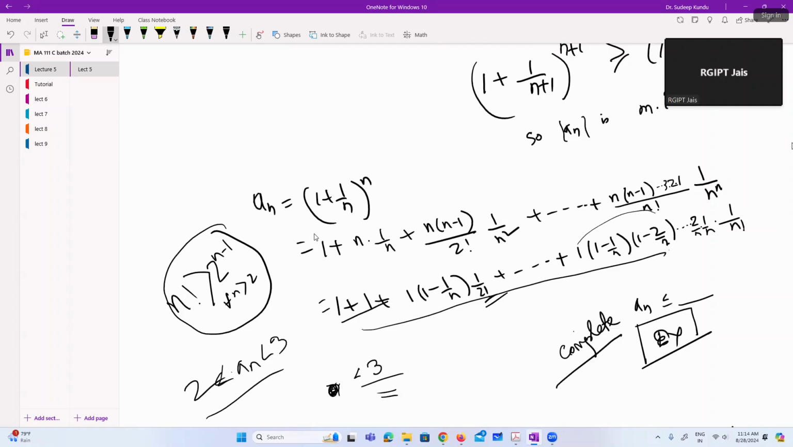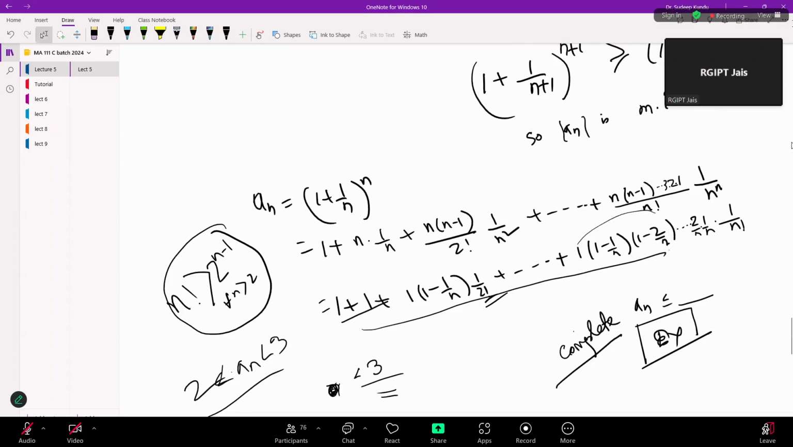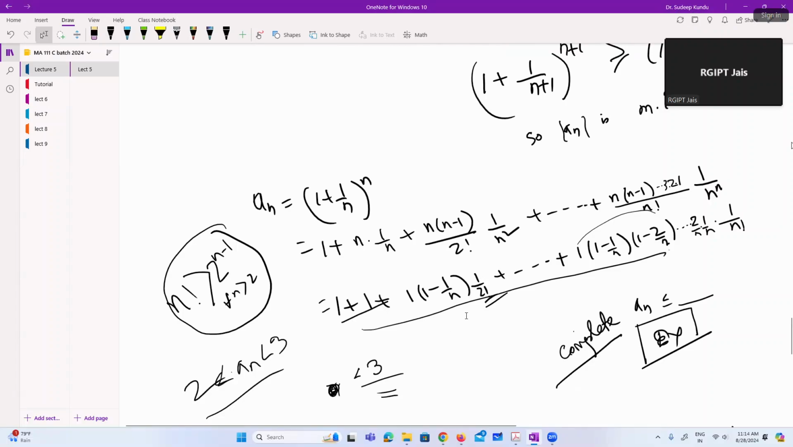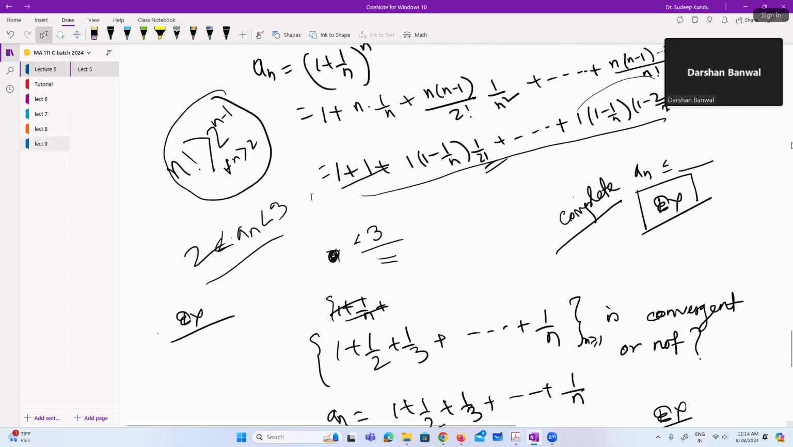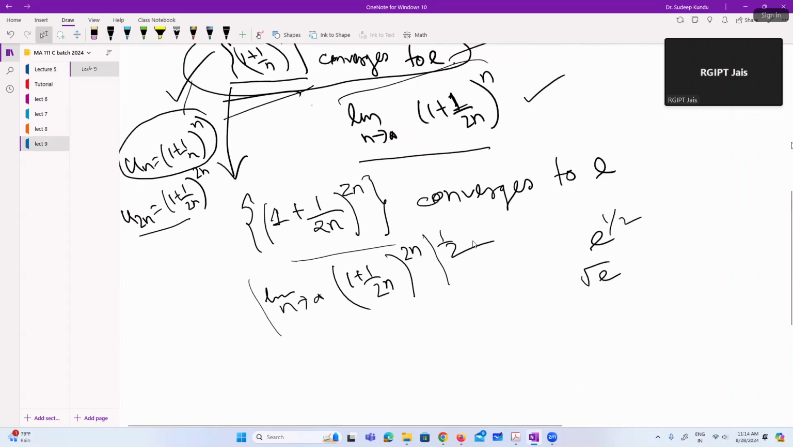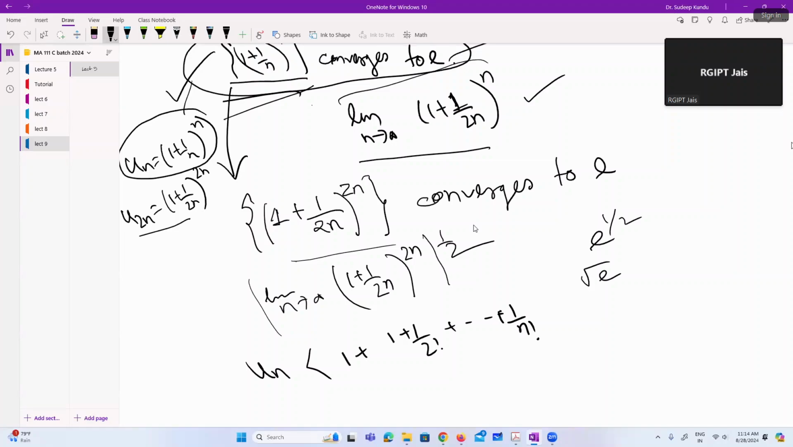This is all less than 1. So the last part is 1 upon 2 to the power n, factorial n, so 2 to the power n minus 1 will be there. So ultimately, u_n will be bounded by what? If you use factorial n greater than 2 to the n minus 1, so ultimately u_n is bounded by 1 plus 1 plus half factorial up to 1 plus n factorial, right? So that will be 1 plus 1 plus half plus half square up to 2 to the power n minus 1.